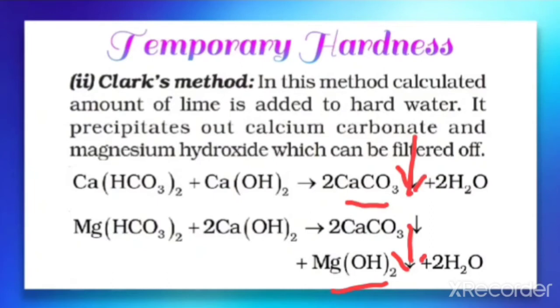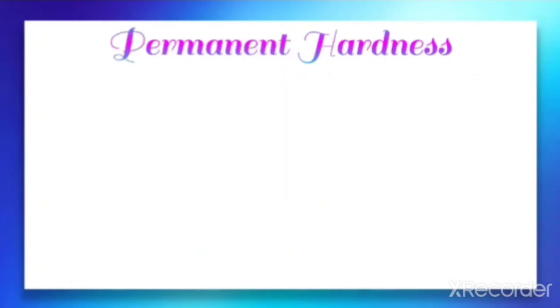So the bicarbonates are converted into precipitates, and this precipitate can be filtered out. After filtering, the temporary hardness of the water is removed, which means the water has become soft. Removing temporary hardness is quite easy, but permanent hardness cannot be removed by just boiling. So some methods should be followed to remove permanent hardness.